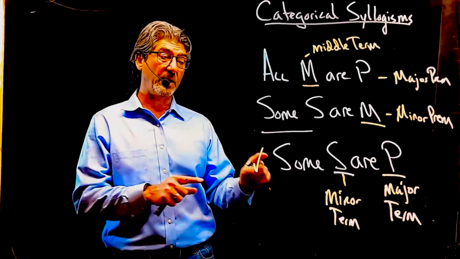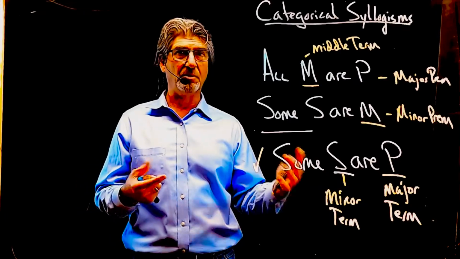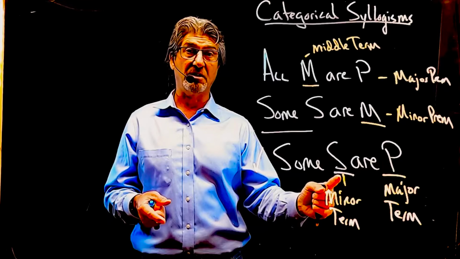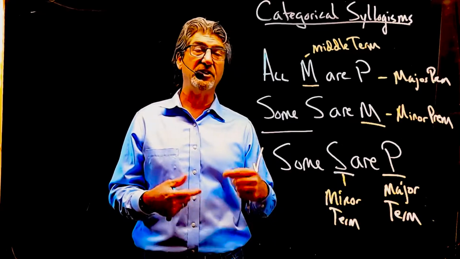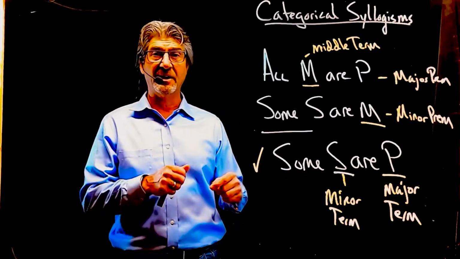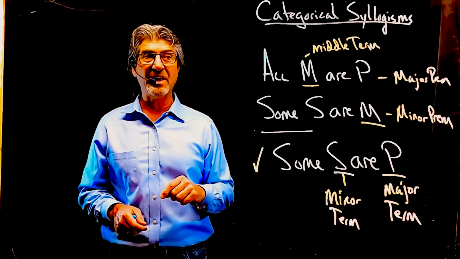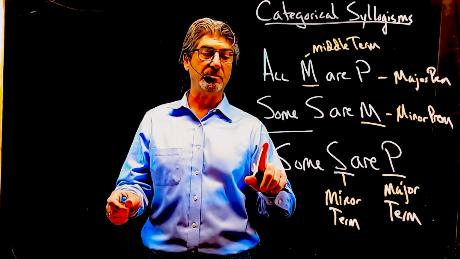To repeat that point about the minor and the major terms, because this tends to confuse people. It's simple, but people tend to forget it for some reason. The minor term is the subject of the conclusion. The major term is the predicate of the conclusion. And then you just have to find the premises that have the major and the minor term in them to identify the major and the minor premises. Now, as soon as you have that identified, you can identify what we call the mood and the figure.